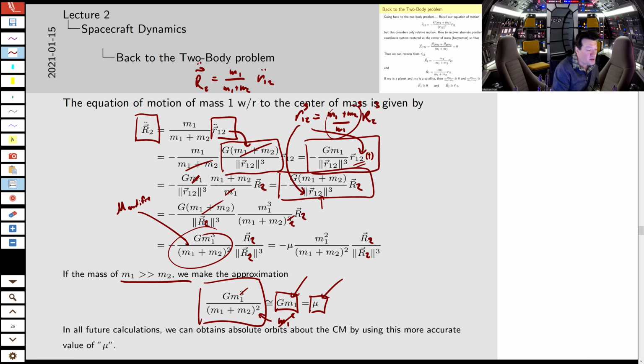However, you can keep in mind that if you actually wanted to solve this problem for the case where this assumption doesn't hold, you can just solve the elliptic orbit problem using this modified value of mu, this modified coefficient, because it's just a constant. So when m2 here is not trivial, you can just add a little term to it, and you get your new mu.